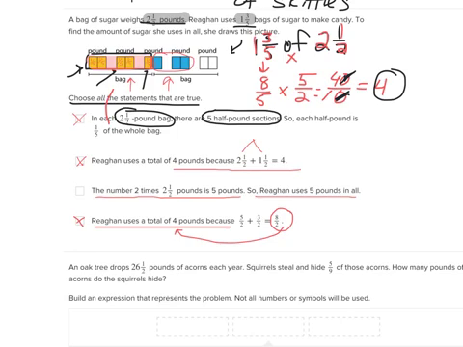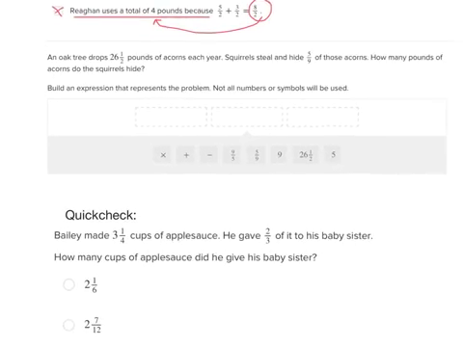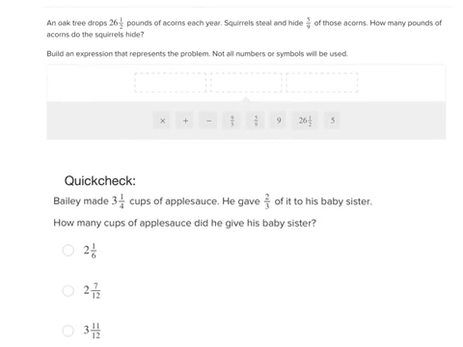All right. Next and last extra example. An oak tree drops 26 1/2 pounds of acorns each year. Squirrels steal and hide 5/9 of those acorns. How many pounds of acorns do the squirrels hide? Well, they hide 5/9 of the 26 1/2 pounds.